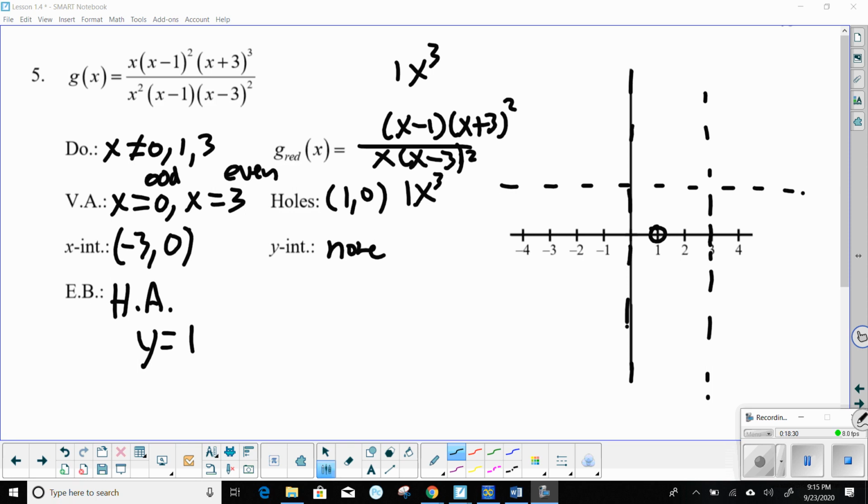Sorry about the pause there. We had some technical difficulties. While I was fixing that, though, I did notice something. Hey, this top one was not x plus 3 squared. It was x plus 3 cubed. And that changes our end behavior. So let's go back and fix that.